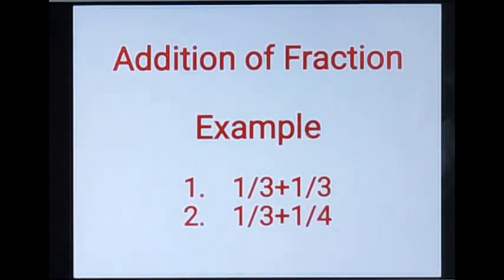In this type of fraction, if the denominator on both sides is equal, then we will consider it a like fraction. If suppose it is 1 by 3 plus 1 by 4, then we will consider it an unlike fraction. All right, so let us solve this.